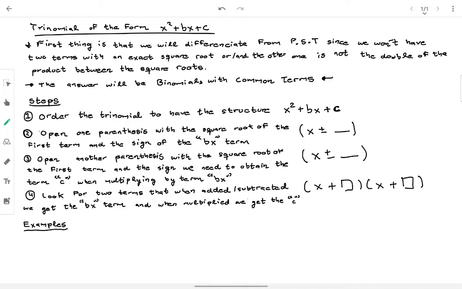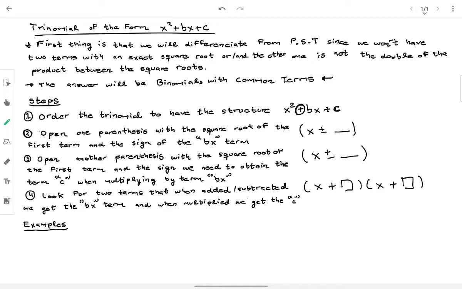The steps for this type of exercise can get a little tricky if we only look for the steps, but actually when doing an exercise, we will see that it's going to be very easy. The first step, we need to order the trinomial to have the structure x² plus bx plus c. So if it's not correctly ordered, we need to order it. Then we will open two parentheses. On the first one, we put the square root of the first term and the sign of the bx term. That means this specific sign.